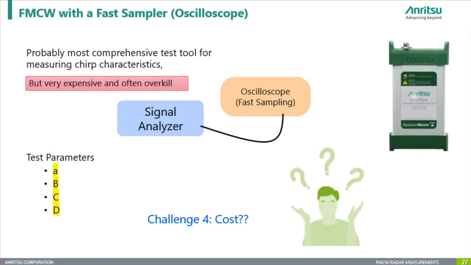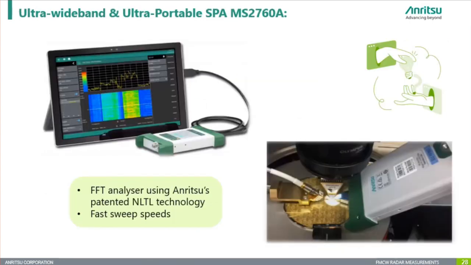Introducing the Anritsu ultra portable spectrum analyzer. The ultra portable spectrum analyzer from Anritsu can do all the testing related to FMCW automotive radar applications. Let's take a look at the measurements.